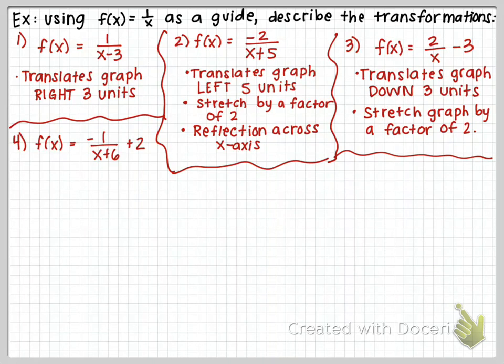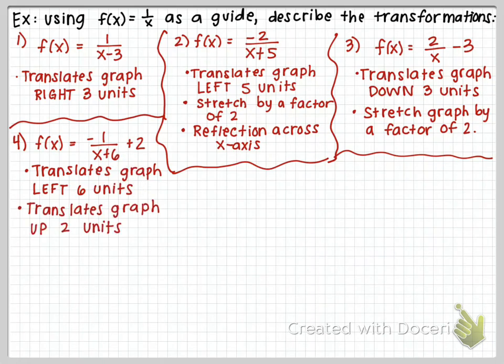Okay, let's look at one more example here. f of x equals -1 over x plus 6, plus 2. What's going on from the parent function to here? We have a negative. That a is actually staying the same. We have a plus 6 on the bottom and a plus 2 out here. So, translates the graph left 6 units. Remember, it's always the opposite on the bottom. So left 6, up 2, and reflection over the x-axis because of that negative right there.